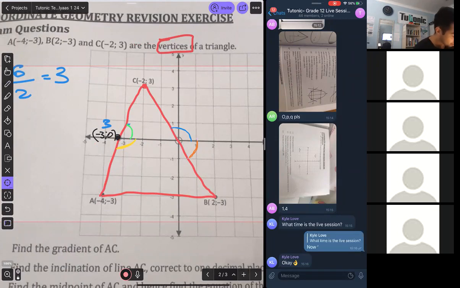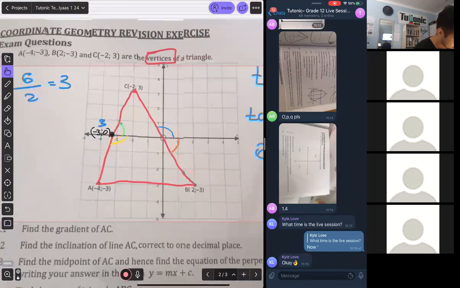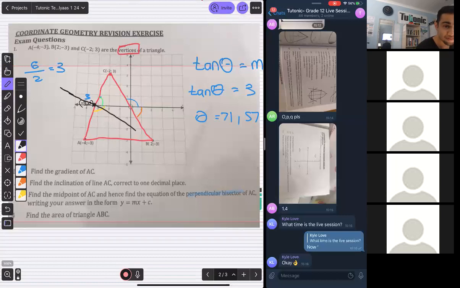Now it says, find the equation of the perpendicular bisector. What's a perpendicular bisector? It's just a line that bisects AC. So, cutting it out. So something like that, right? So how would you work out the equation?